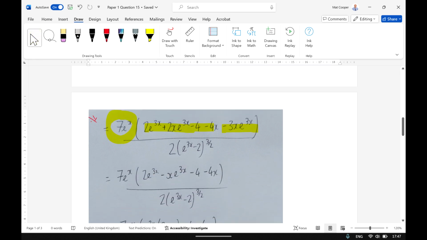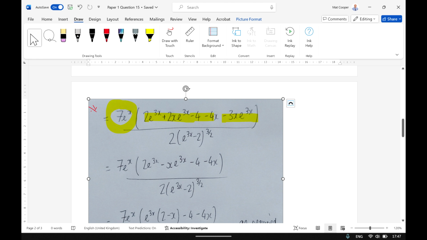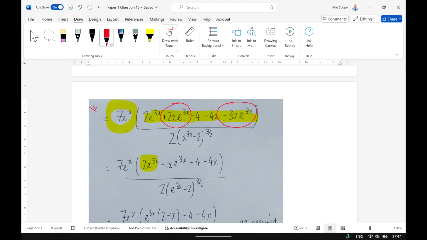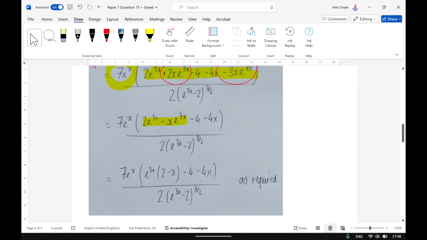And now if I look at the contents of this bracket here, I've got my 2e to the 3x, I've got that, take away that, which gives me that, and the minus 4 and the minus 4x. And then, if I look at these two terms, I can factorise them to make that, which is what they want.